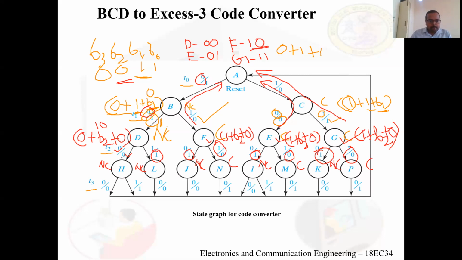Now we go from here. We have H. We have 0, 0 and 0. And for L, how much is it now? It is 1, we have 0 and 0. L is 1, 0 and 0.